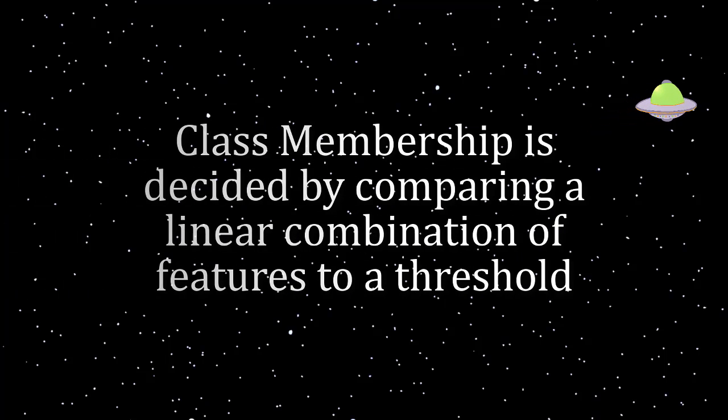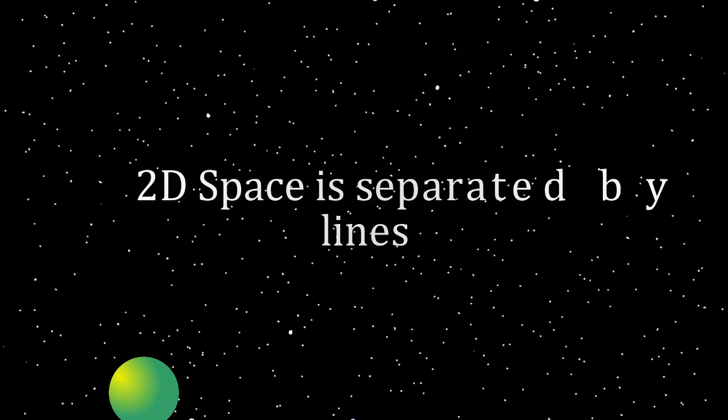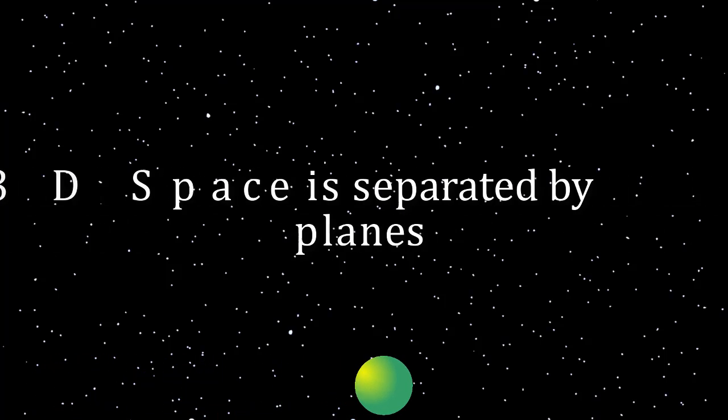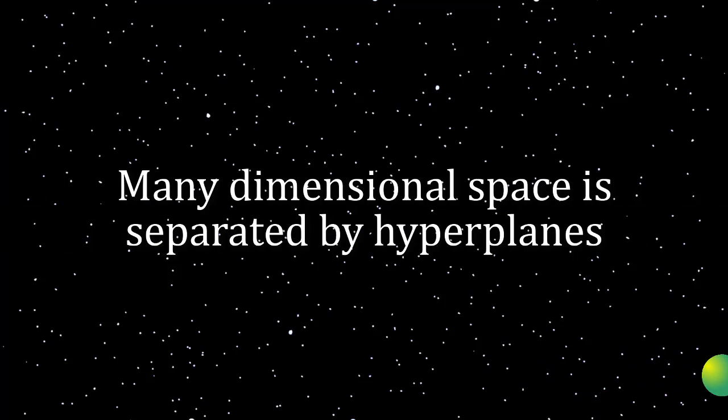Just to keep the discussion simple, we will be restricting our definition to binary classifiers in this video. With that being said, you can define a linear classifier as a classifier that decides class membership by comparing a linear combination of features to a threshold. The separator between one class and another changes depending on whether we are dealing with a 2, 3, or n-dimensional space. In a two-dimensional space, the separator is a line. The separator is a plane in three-dimensional space and a hyperplane in many-dimensional space.